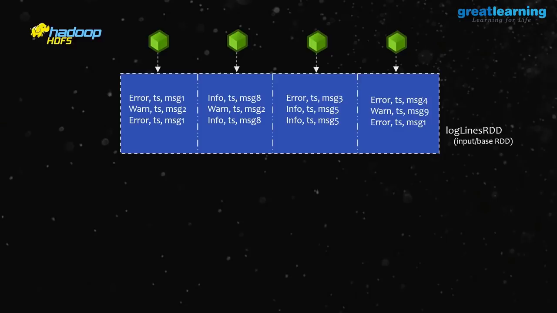Ideally, in a Hadoop world, your data is divided into blocks. Each block is in a data node, and that is 1 partition. So if I'm reading a file from Hadoop, and that file has, let's say, 20 blocks, 20 partitions will be created.